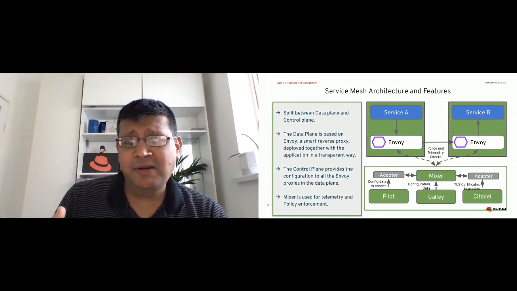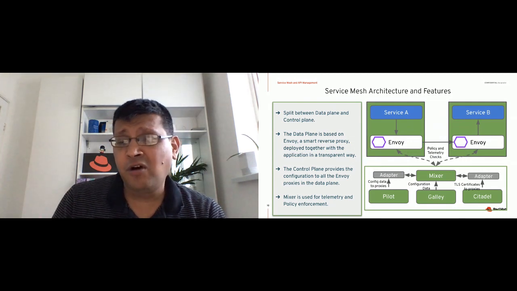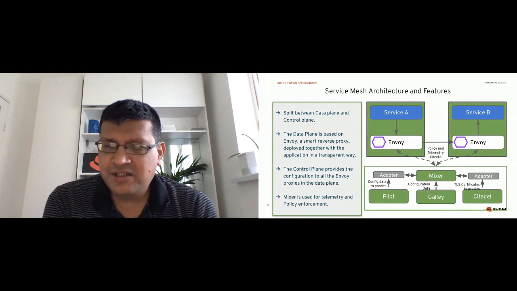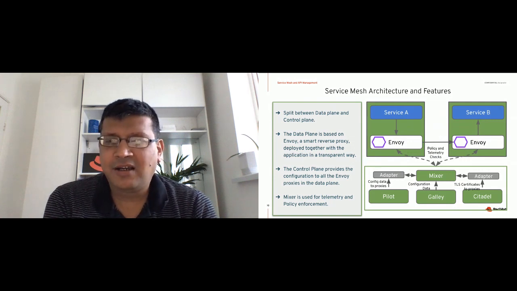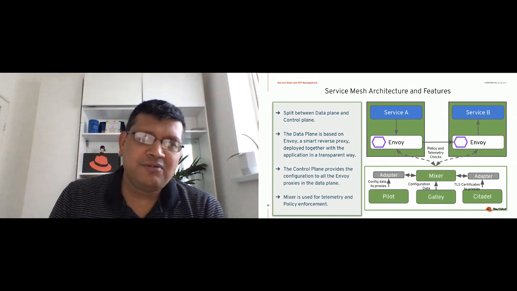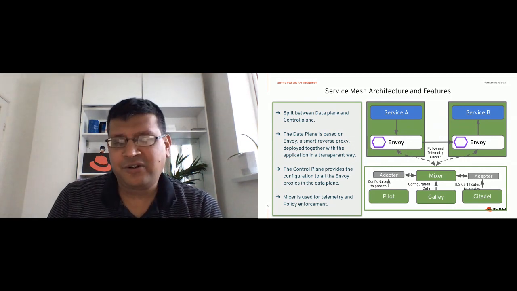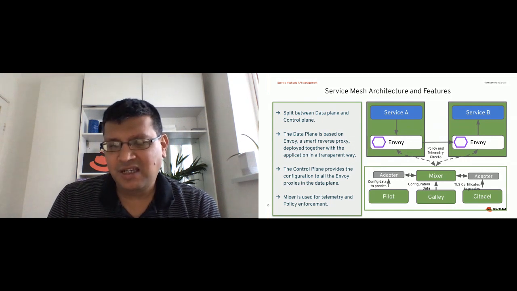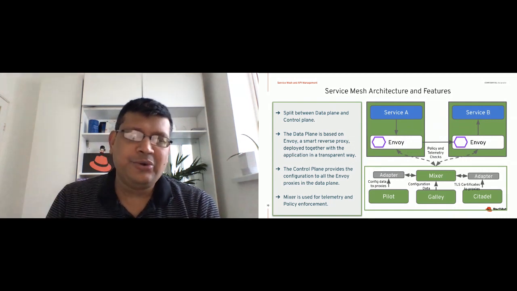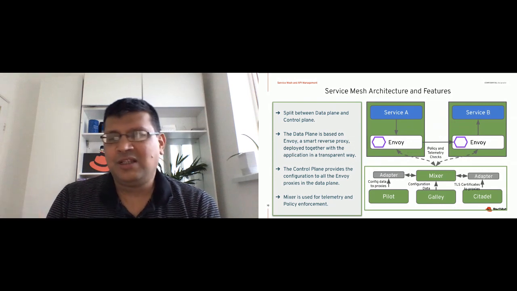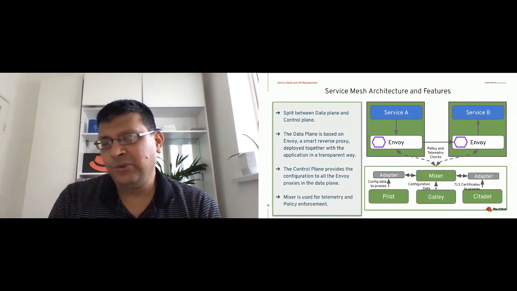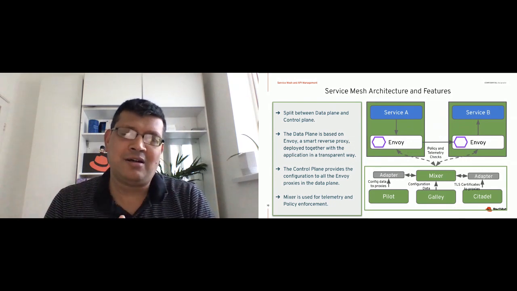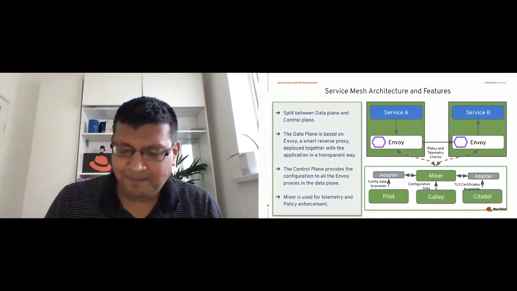And in the data plane is an Envoy. So this is a lightweight sidecar that is deployed with each microservice that you have deployed in your cluster. And what this would do is at runtime in your data plane, it acts as a smart reverse proxy, a very lightweight reverse proxy, to both apply the policies and to interact with your control plane. Okay.